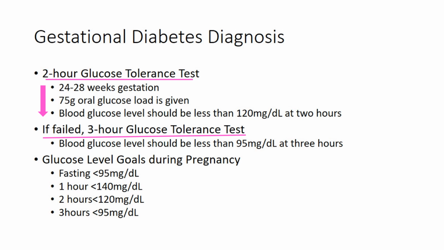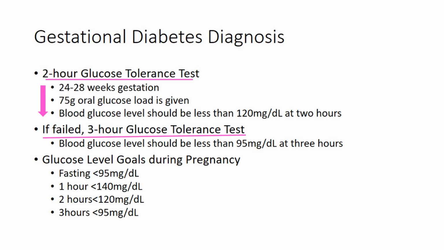So during pregnancy, around 24 to 28 weeks gestation, the office does a 2-hour glucose tolerance test. It's a 75-gram oral glucose load that is given, typically in a drink form, whether that be orange, lemon, fruit punch, whatever they got there. Blood glucose levels should be less than 120 milligrams per deciliter at 2 hours. With this test, patients typically have to fast for so many hours until then.